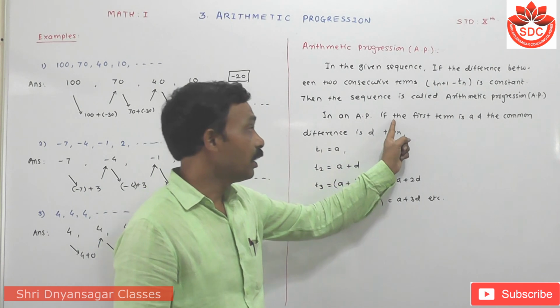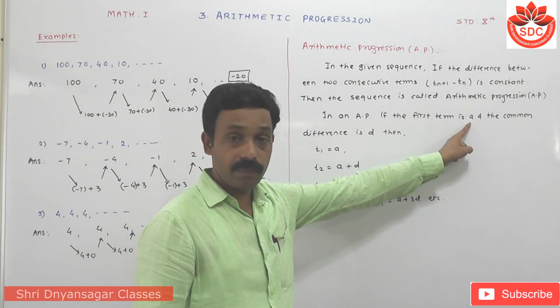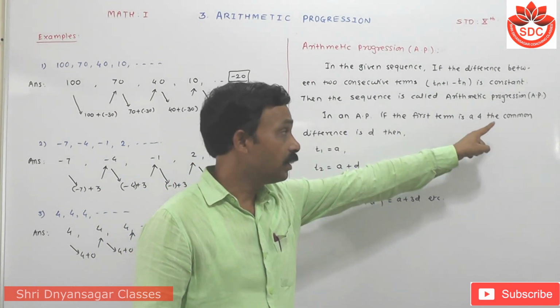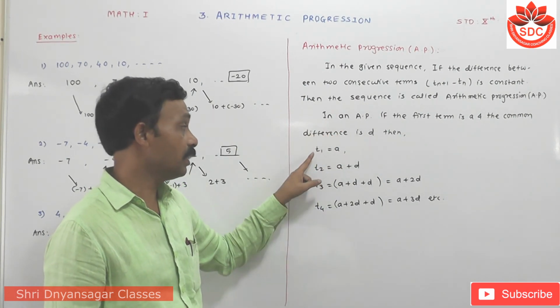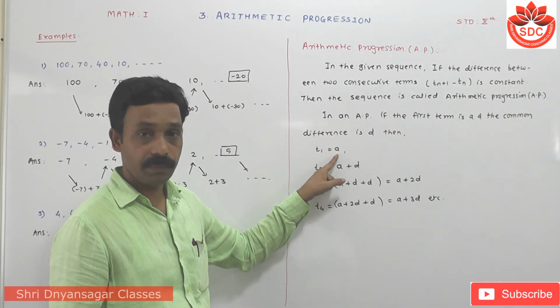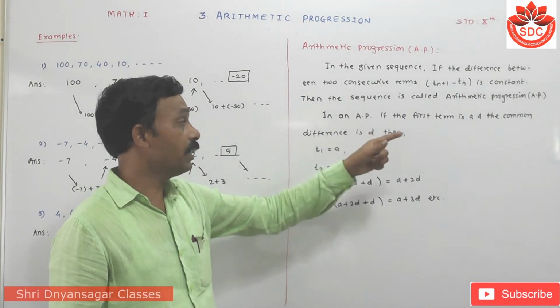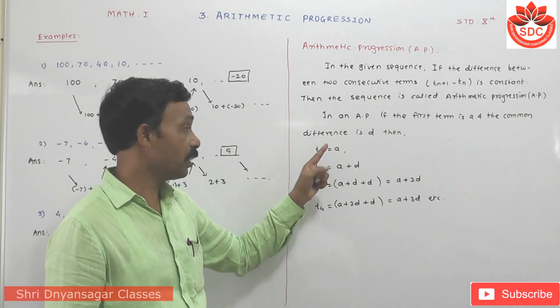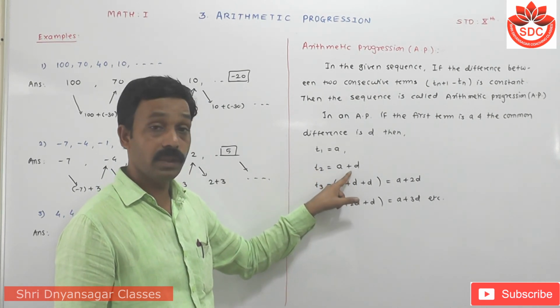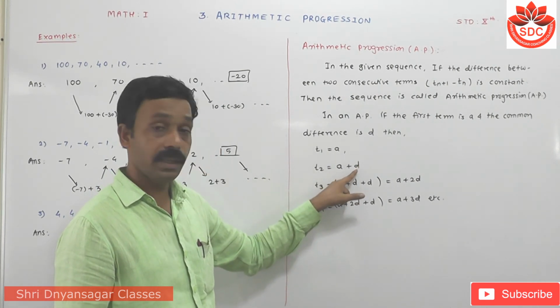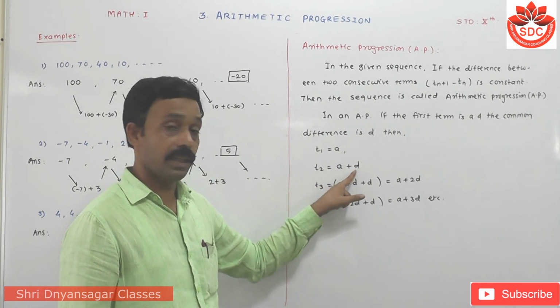In an AP, if the first term is A, we call the first term T1, which is A, and the common difference is D. Then the second term is obtained by adding the common difference, means that T2 is equal to T1 plus D, T1 means A plus D.